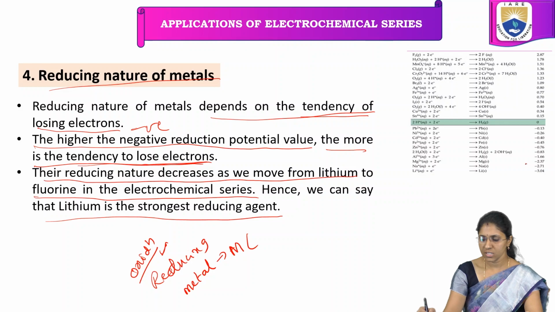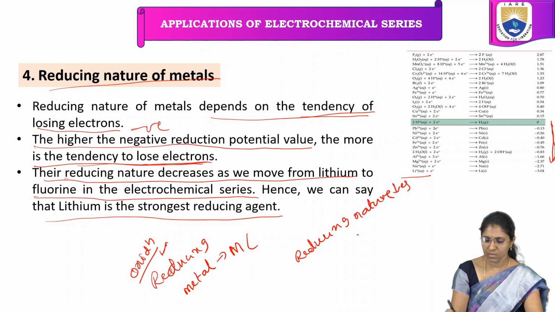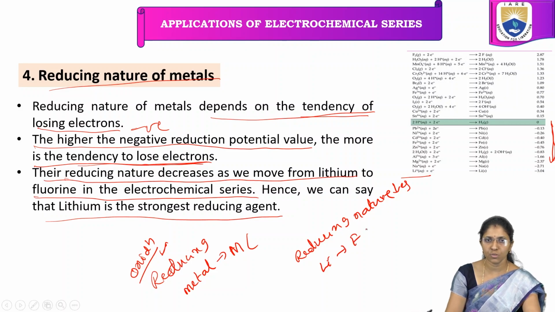If we see the electrochemical series, the negative value is increasing. Lithium has the highest negative reduction value. That's why it is the strongest reducing agent in the electrochemical series among all the metals. So the reducing nature decreases if we move from lithium to fluorine, from bottom to top.